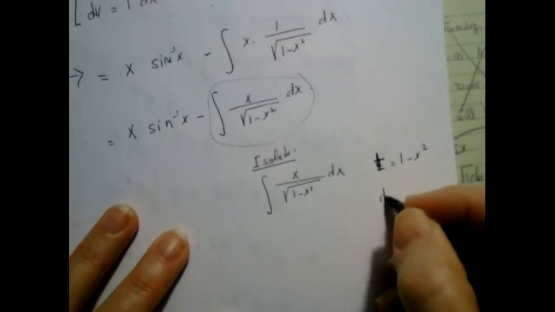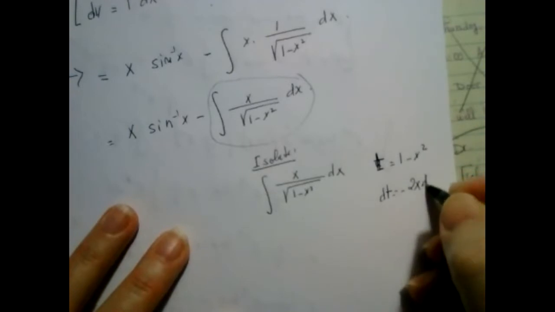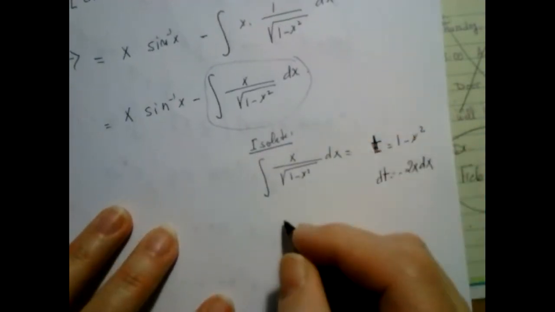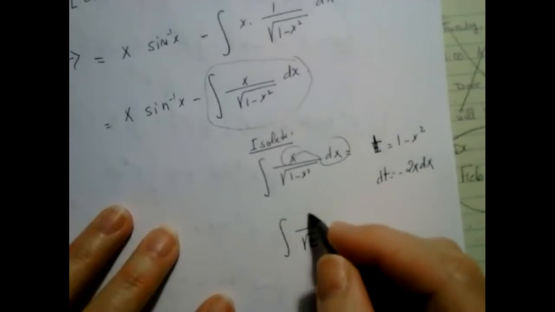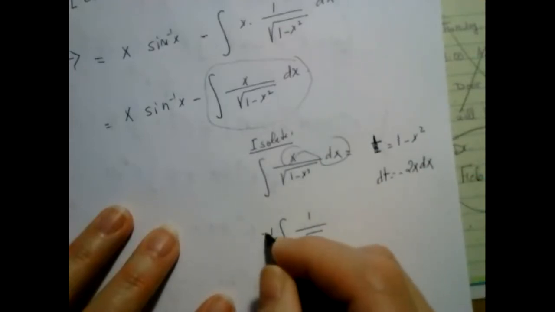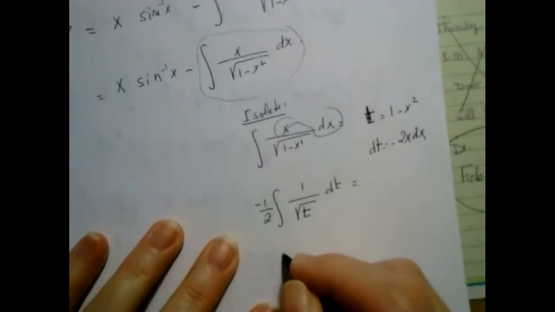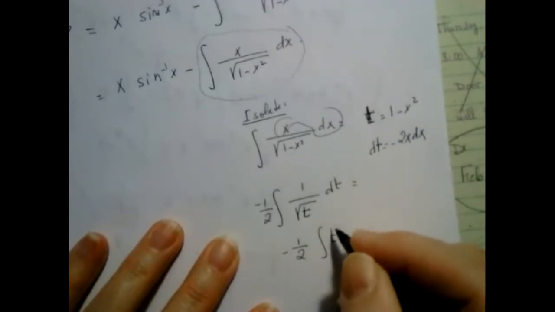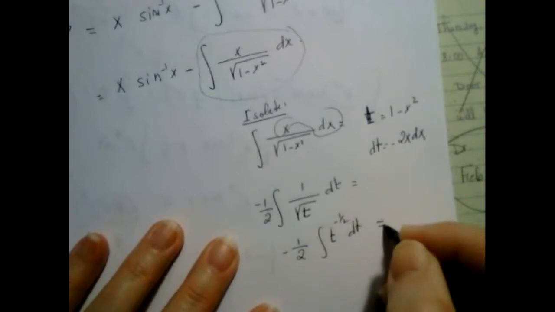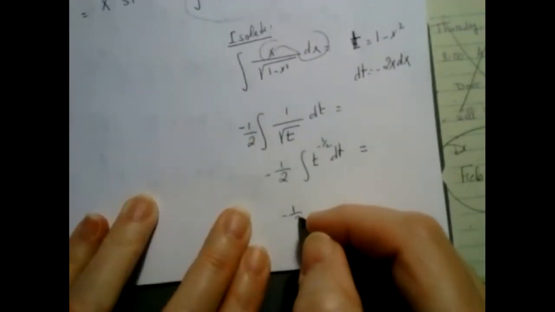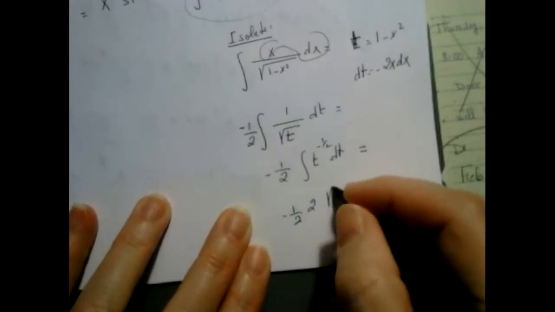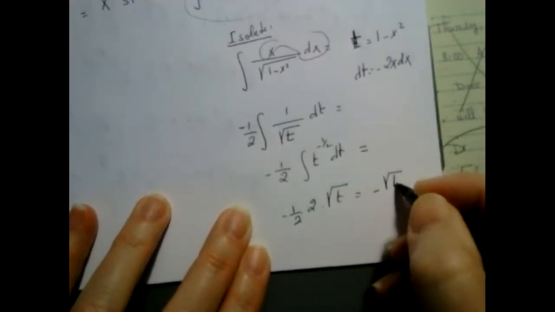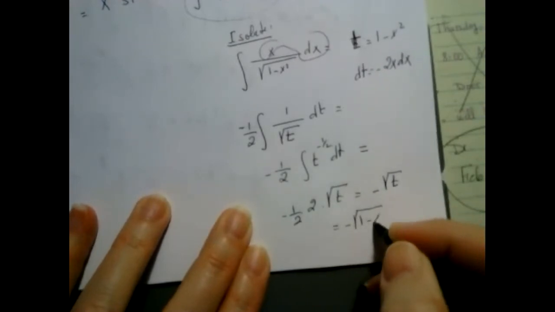I don't really care. Then the dt is the minus 2x dx. That's going to give me the denominator square root of t. X dx, the numerator, is going to be minus a half dt. Now we've done this type of integral several times. Integral of t to the minus a half dt. So this will give me minus a half, 1 over minus a half plus 1, which is a 2, t to the power minus a half plus 1. So this gives me minus the square root of t, or minus the square root of 1 minus x squared.